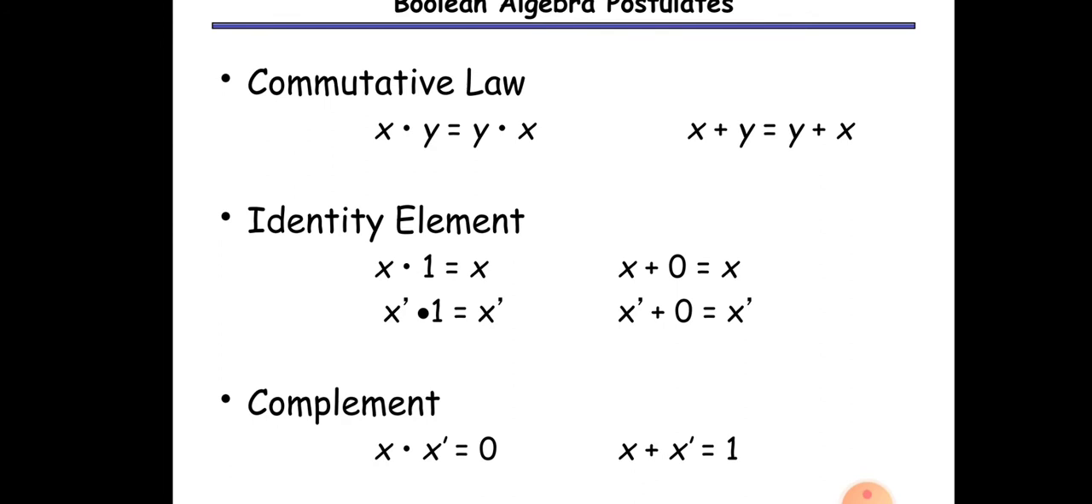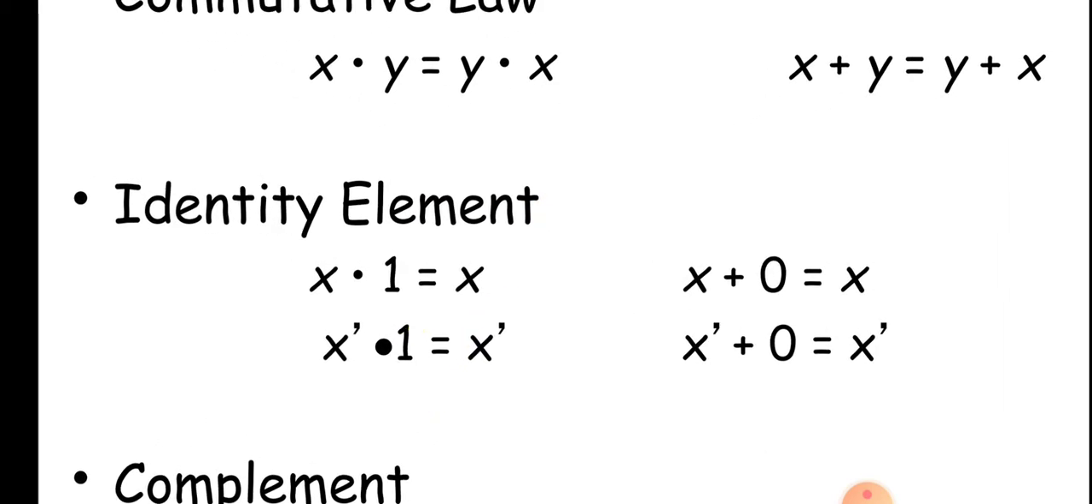Then next is the identity element. What is the identity element? In the AND product, we use 1, that is x into 1 equals x, and x complement into 1 is also x complement. This is the identity element. When x is multiplied with 1, the ANDing of x into 1 gives you the original value x, and when you multiply x complement into 1, that is x complement.